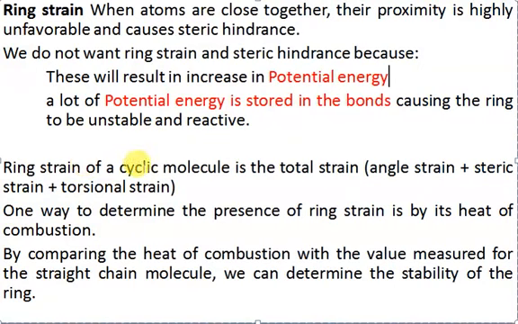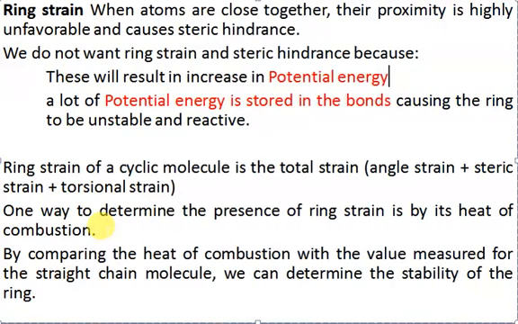The ring strain of any cyclic molecule is a sum total of three types of strains. The ring strain is actually a sum of angle strain, steric strain, and the torsion strain. So a simple way, if you want to determine if a ring has strain or not, is to determine its heat of combustion. If you compare the heat of combustion of a straight chain molecule and a cyclic molecule, we can determine the stability of the ring.